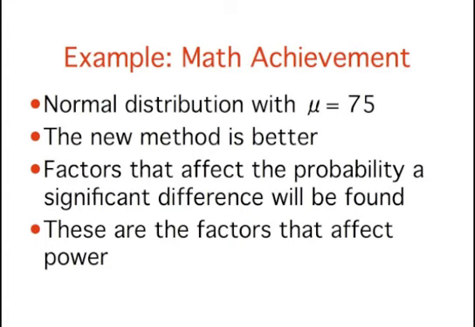In this section, we consider factors that affect the probability that the researcher will correctly reject the false null hypothesis that the population mean is 75. In other words, factors that affect power.